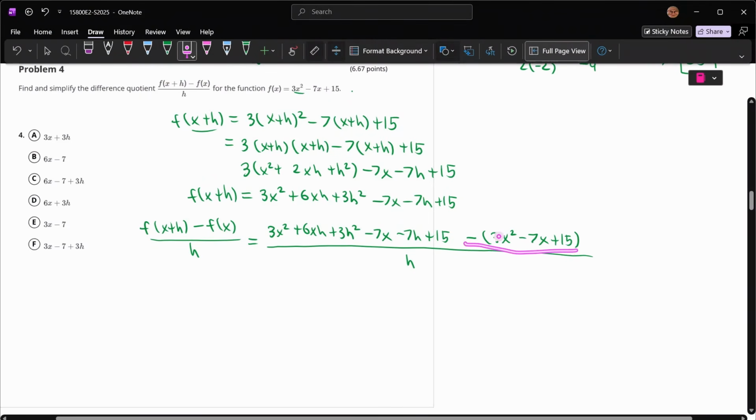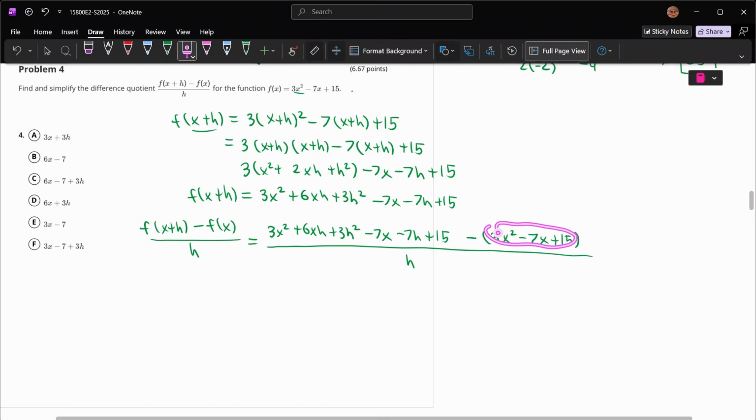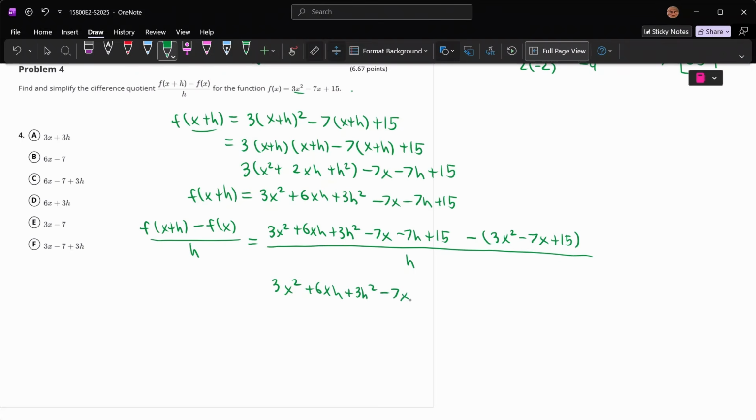You want to make sure that since this is f of x, we distribute this negative sign across all of the terms here. And so we're going to have to rewrite this as 3x squared plus 6xh plus 3h squared minus 7x minus 7h plus 15, minus 3x squared plus 7x minus 15, all over h.